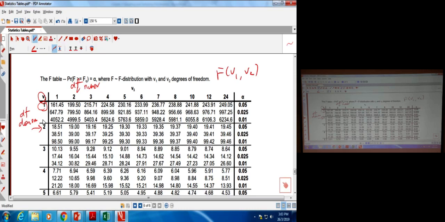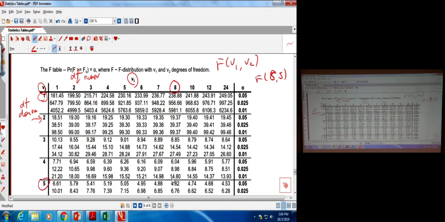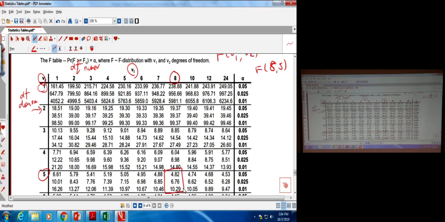In this case, instead of giving you many quantiles, only three quantiles are given to you. So if I'm looking at, for example, the F distribution with degrees of freedom 8 and 5, I take V1 equal to 8 and V2 equal to 5. So I look at this set of numbers, and I only have three values. In other words, for the F distribution with degrees of freedom 8 and 5, the chance of being greater than 4.82 is 5%. The chance of being greater than 6.76 is 2.5%. The chance of being greater than 10.29 is 1%. That's what you are given in this table. All right?